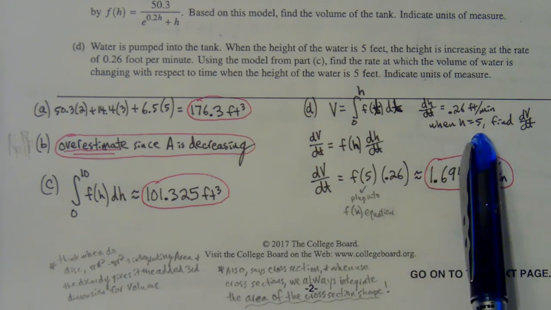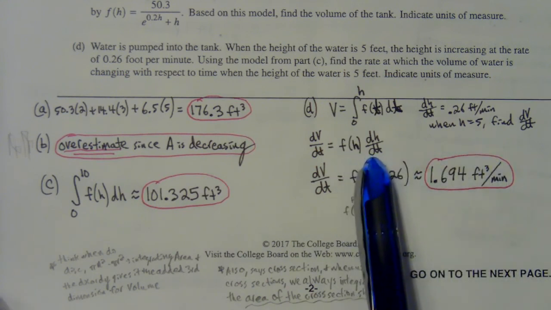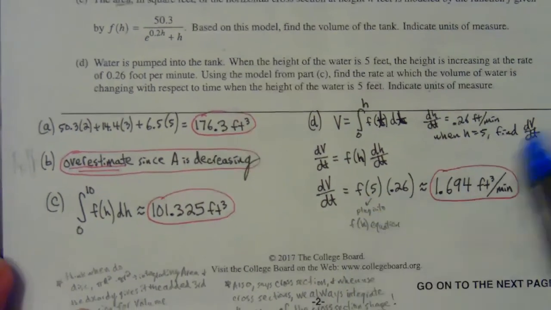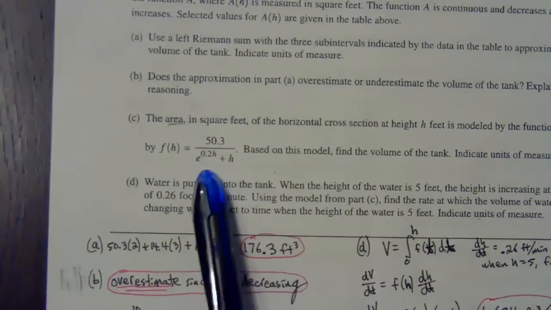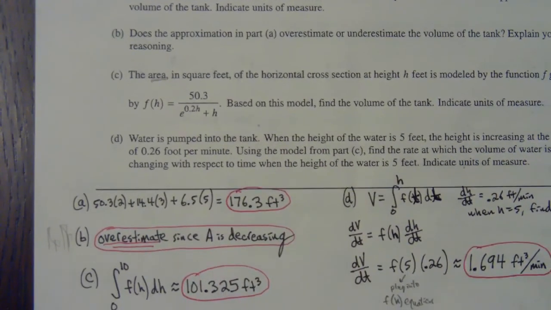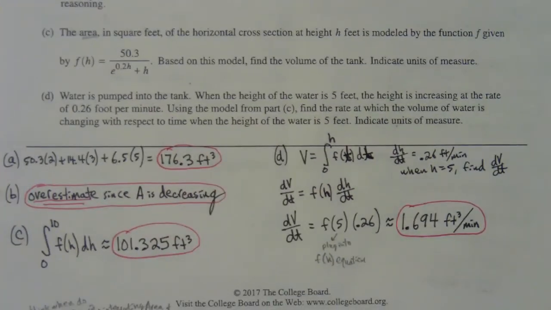And then it says when h is equal to 5. So you plug in the 5 for the h's now, and they told us the dH/dt was 0.26. For f of 5, you take that 5 and plug it into that f equation for the h, then plug that into the calculator and you get that number. And that's how fast the volume is changing. So it's going to be cubic feet per minute.